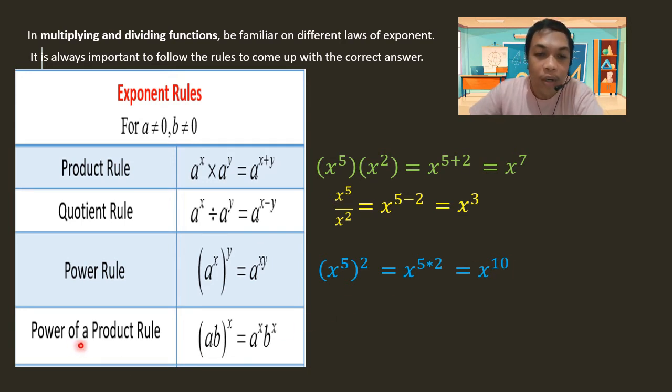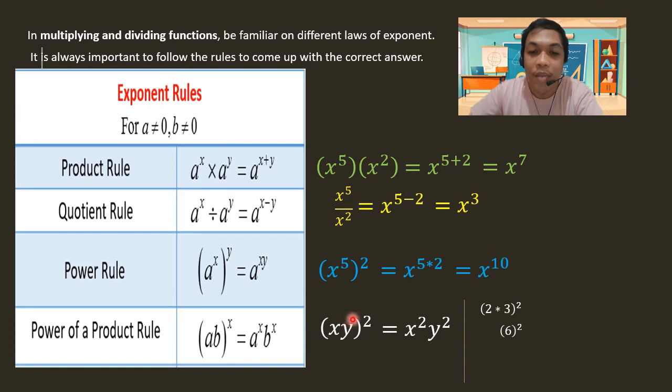Then for power of a product rule, that is also equal to a raised to x times b raised to x. So as you can see, the exponent was distributed dun sa dalawang variable. For instance, we have quantity x times y raised to 2. So the answer will be x squared times y squared.